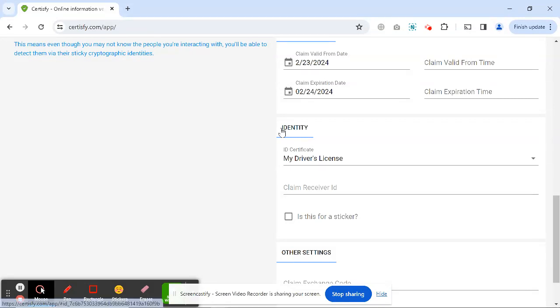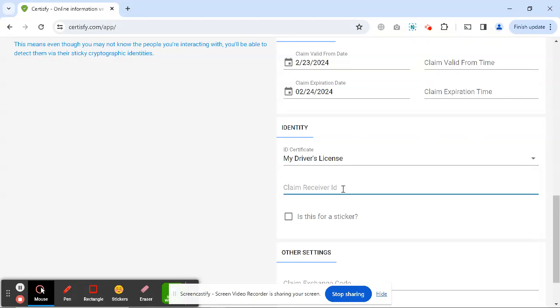The important thing to note here is that the resulting claim that we generate here is not going to include my actual driver's license information other than indicating that the identity is based on the driver's license. It does not include the number, for instance. What it does is create a cryptographic identity for myself in relation to the person that's going to receive this claim.